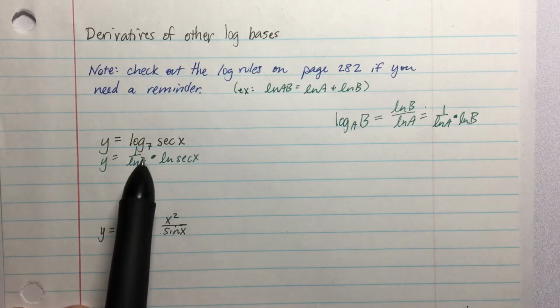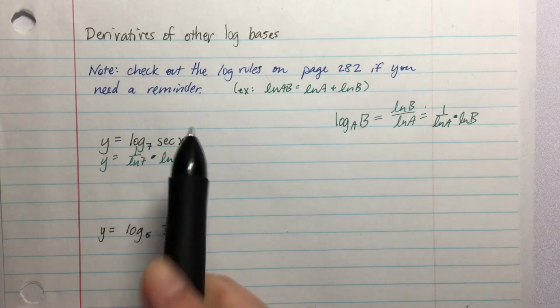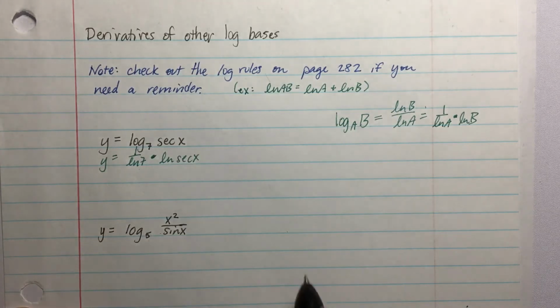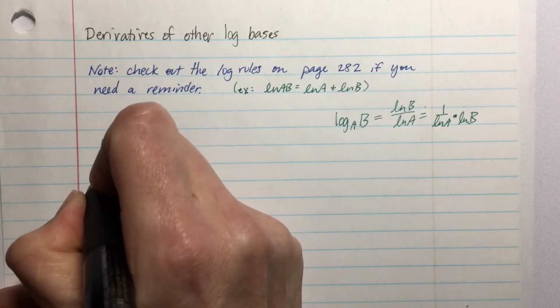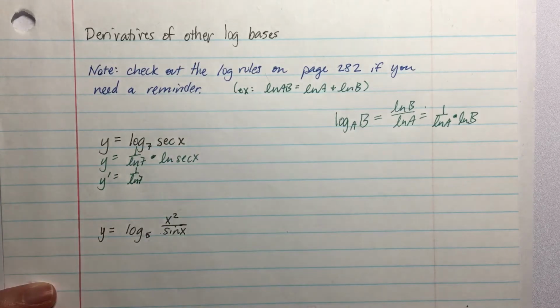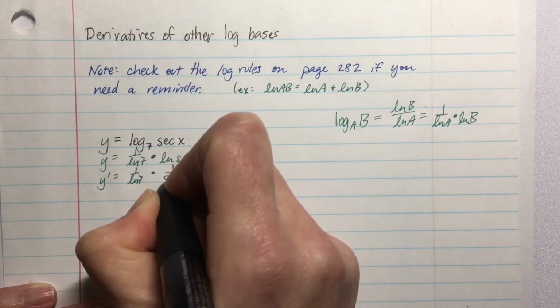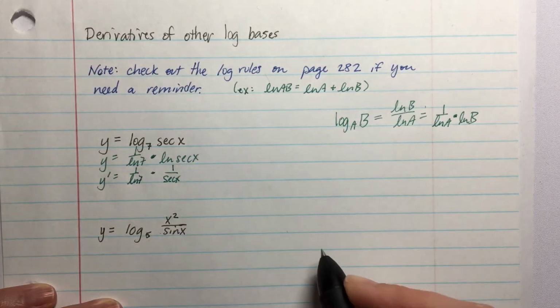Because this way it's just 1 over natural log 7. That's just a number. I don't know what number, but it's a number. It's multiplying things, so it's just a vertical dilation essentially. So our derivative then is going to be that 1 over natural log 7 going along for the ride as a vertical dilation, and then times the 1 over secant x. And then, of course, chain rule.